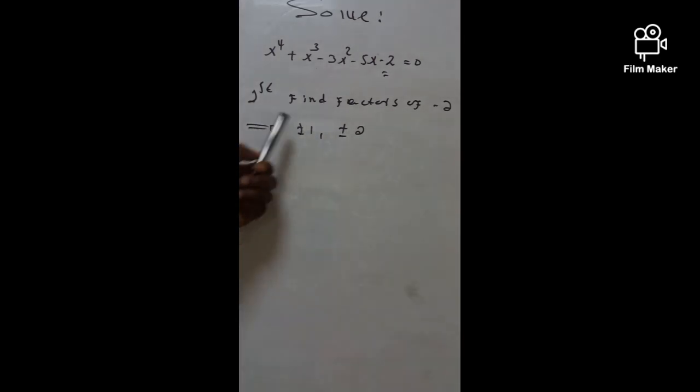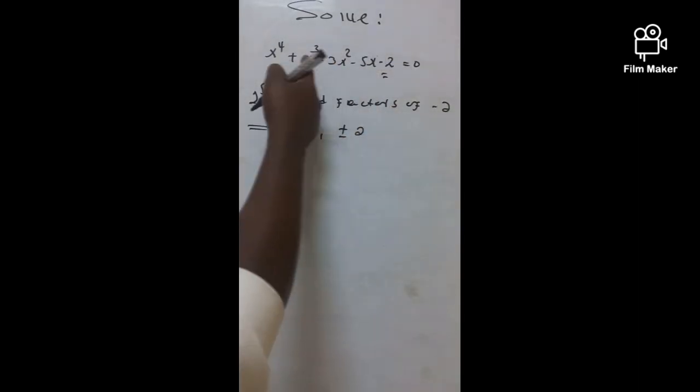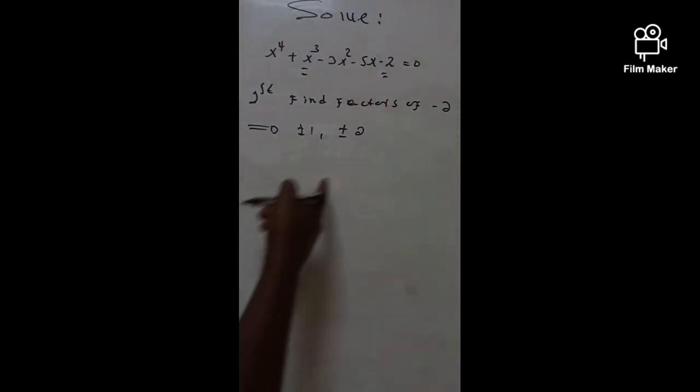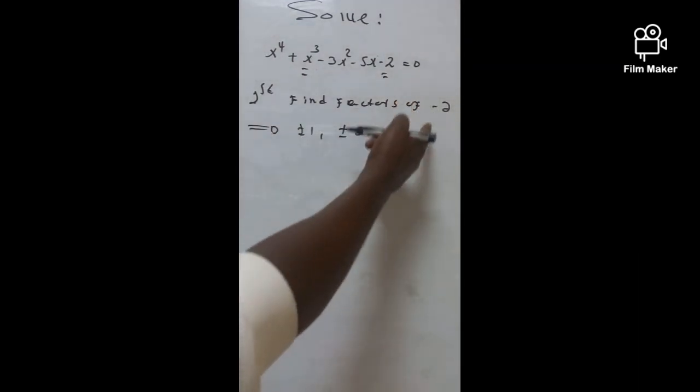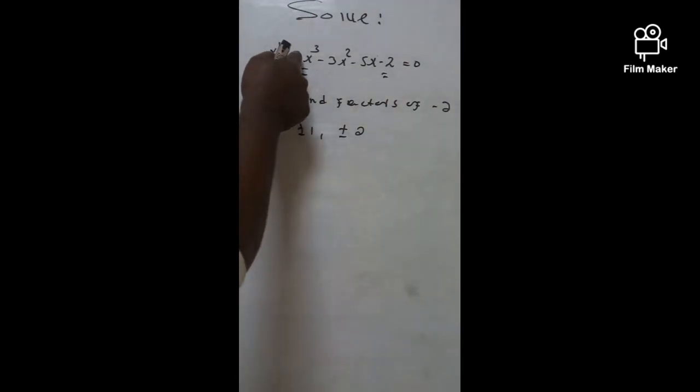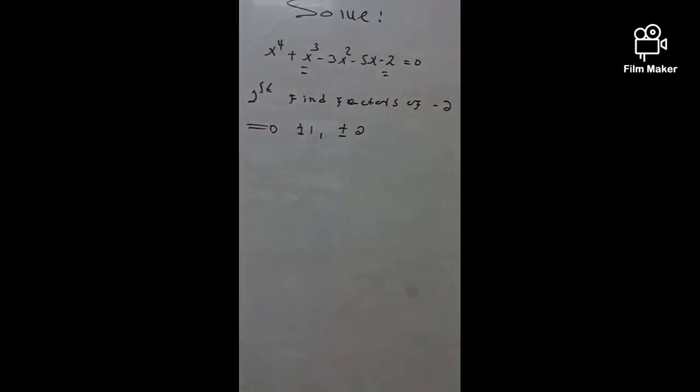From these different factors, we need to find numbers whose product is perfectly this one and whose sum is the coefficient of x cubed. We need to find the factors of minus 2 from these whose sum is perfectly the coefficient of x cubed, and the product of this problem, negative 2. That's the point.